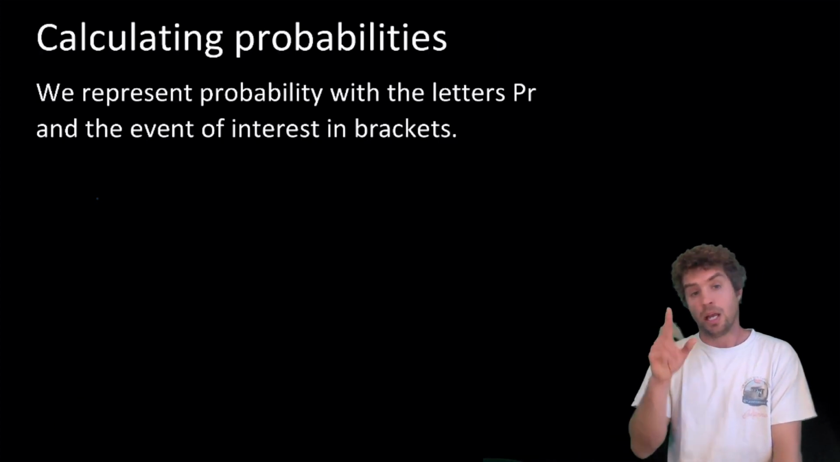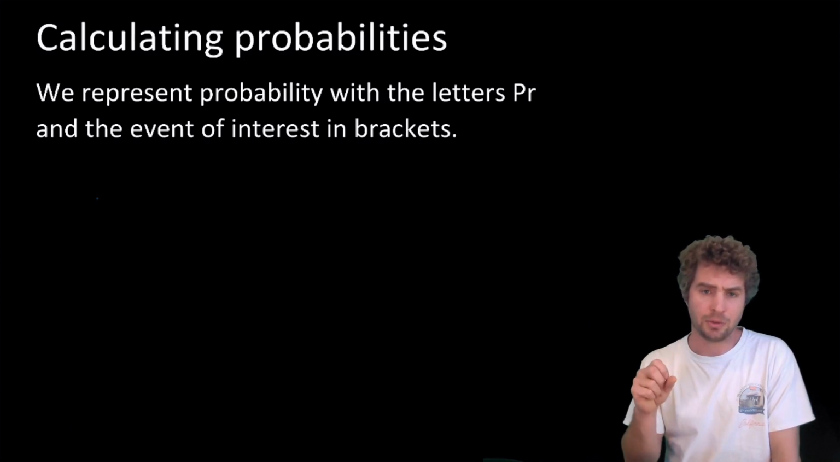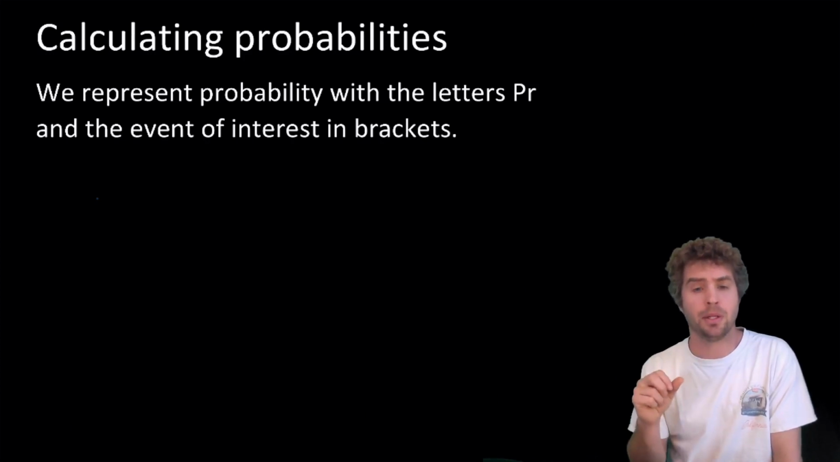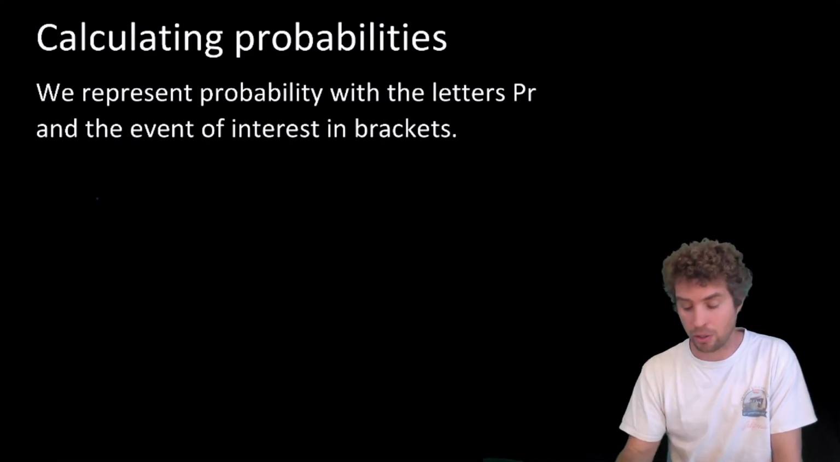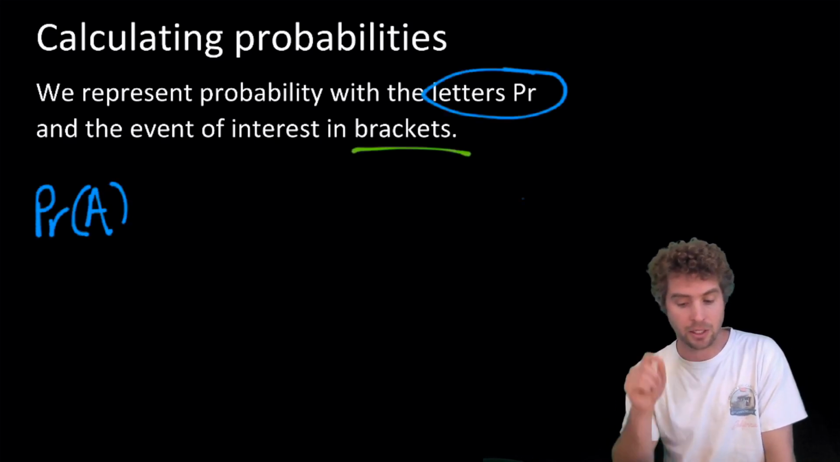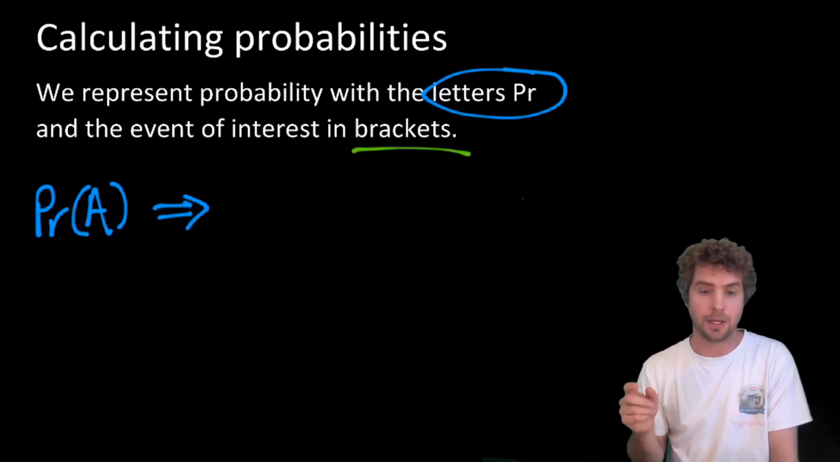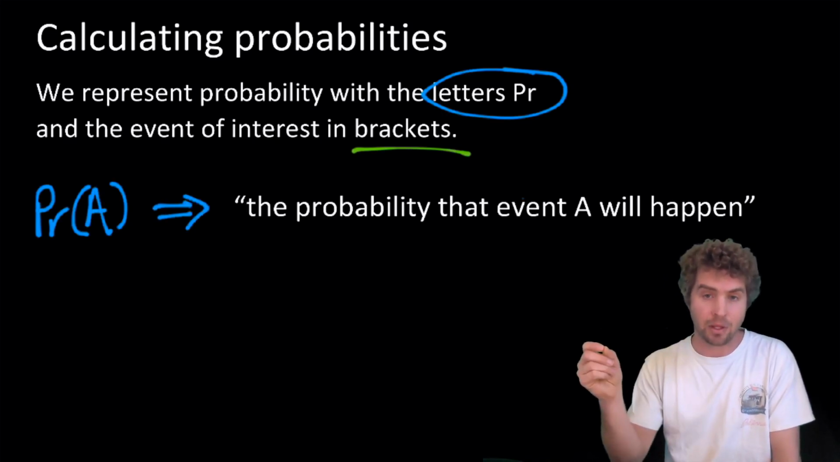All right. Calculating probabilities, but before we can calculate them, we need some notation here. To represent the probability of an event, we use the letters PR, and then we put the event in brackets. So that looks like this: PR, brackets, and A. This means the probability that event A will happen, okay?